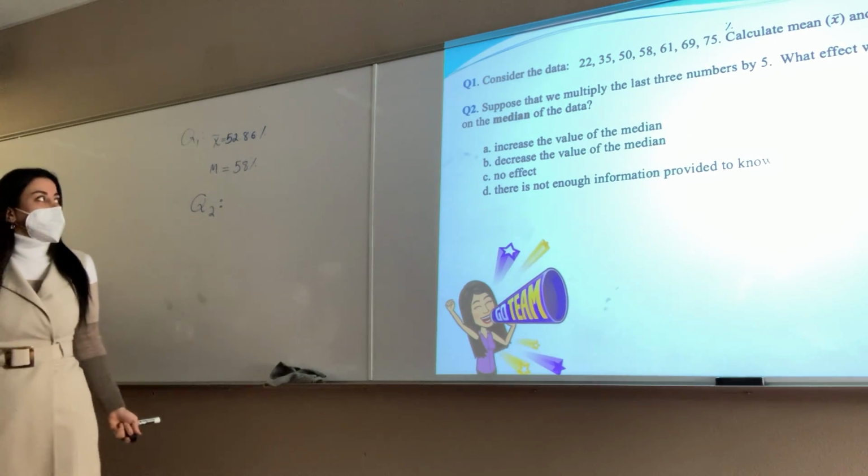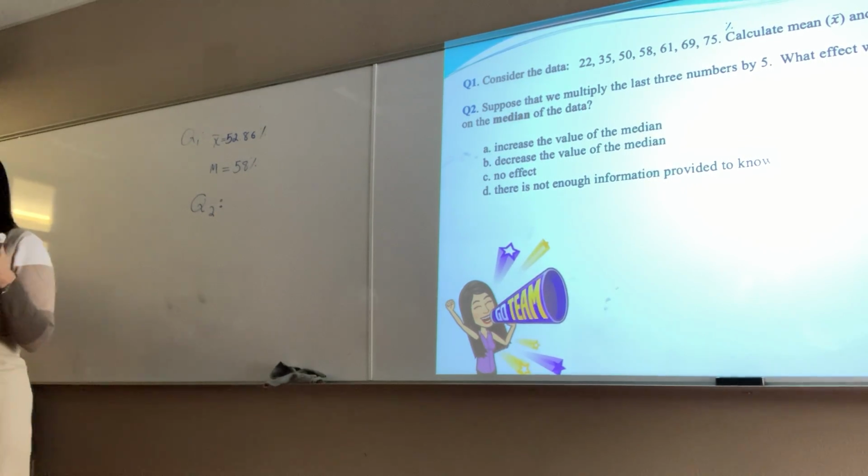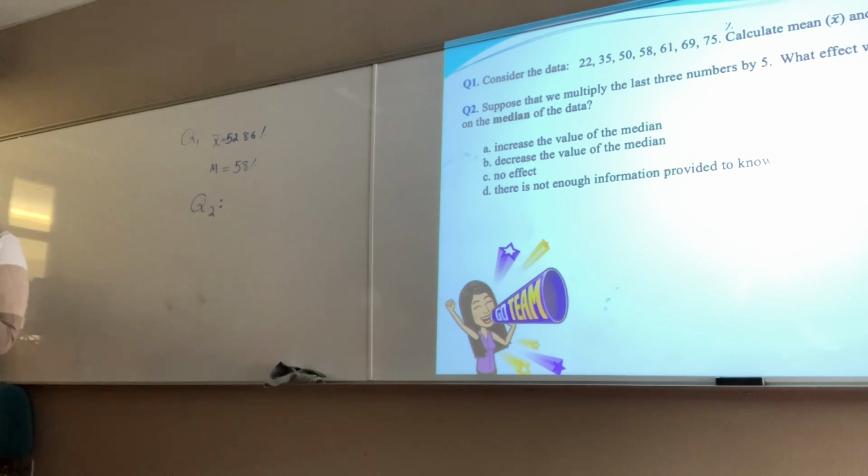Okay, so starting with group 3, what is your answer for the second question? Let me read it. Suppose that we multiply the last 3 numbers by 5. What effect would this have on the median of the data? No, it wouldn't have an effect. Why? Because it doesn't change what number is in the middle of all the numbers. Very good.